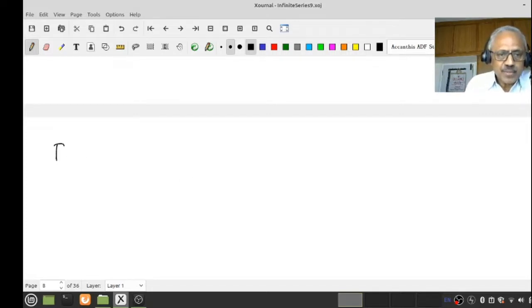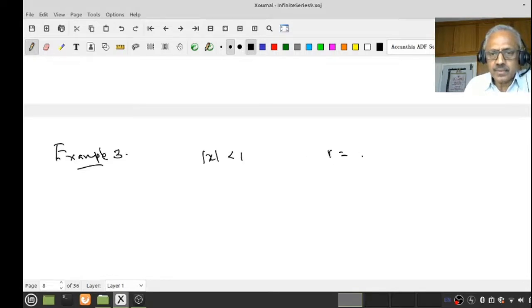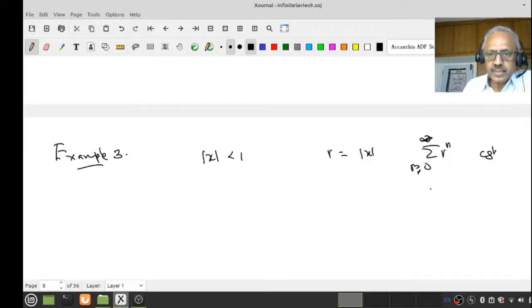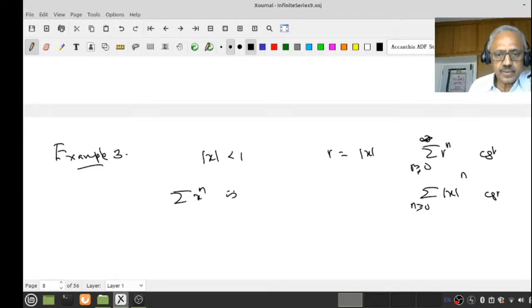Now let us look at one more example before we go to the main result. This is example 3. Remember, when mod x is less than 1, call it r equal to mod x. We know the series of r power n, n from 0 to infinity, with r greater than or equal to 0, is convergent. Since this is absolutely convergent, summation mod x power n, n greater than or equal to 0, is convergent. That means the series is absolutely convergent, and hence the series x power n is convergent. And we had also seen that the sum of x power n, n greater than or equal to 0, is 1 by 1 minus x.